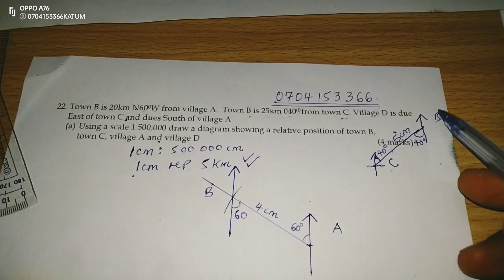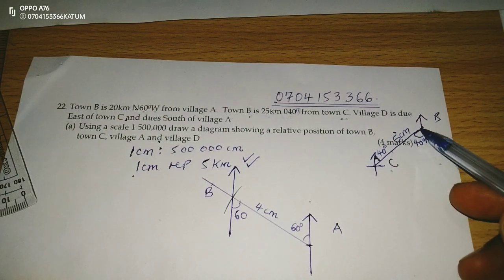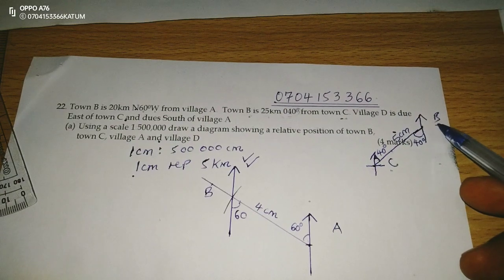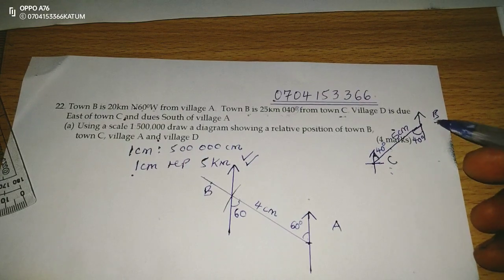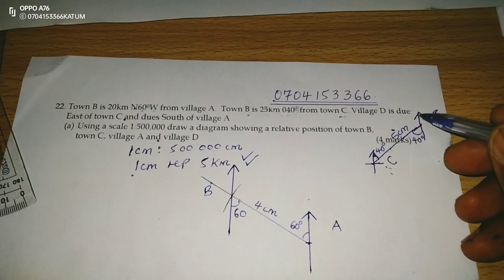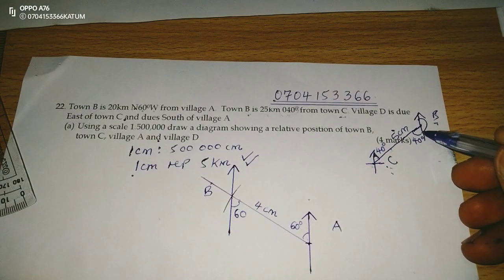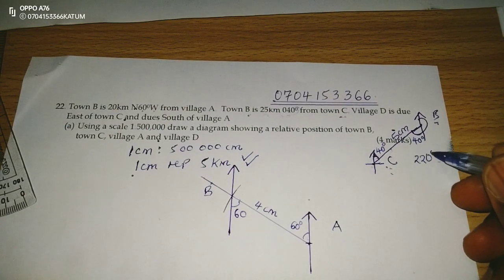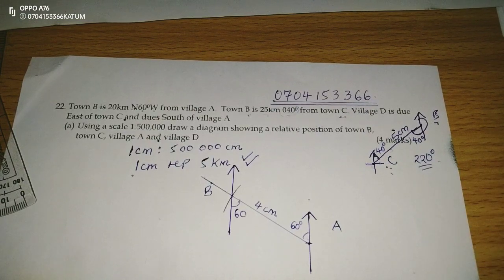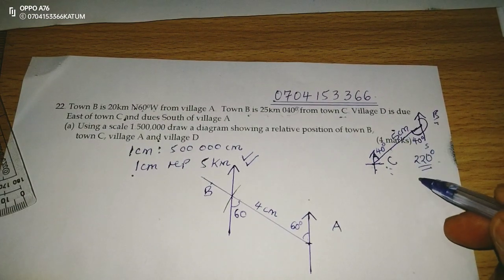So from C, for us to get B, we need to go through a true bearing of 40 degrees and a distance of 5 centimeters according to the scale. Now that we don't know where C is, from B to C we can also determine the bearing, and that will be a true bearing of 180 plus 40 degrees to give us 220 degrees. So the bearing of C from B is 220 degrees, or from south, 40 degrees towards west.